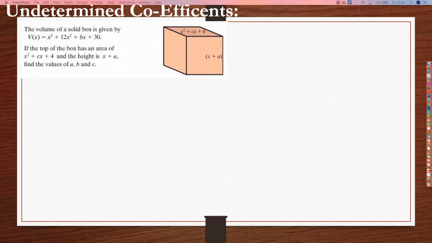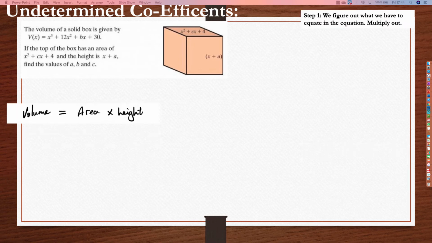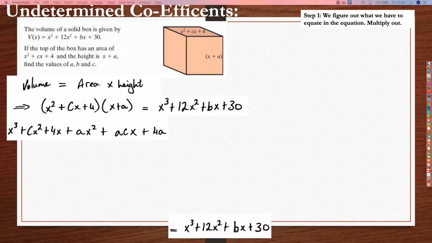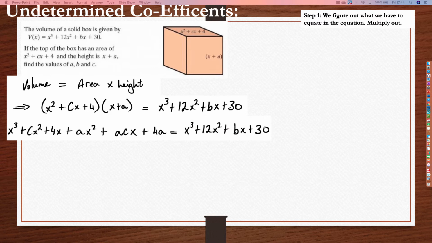Right, so what happens here? We all did the right steps at the very beginning. We all said x squared plus cx plus 4, times x plus a, is equal to x cubed plus 12x squared plus bx plus 30. So that's x cubed plus cx squared plus 4x plus ax squared plus acx plus 4a. Do I get the multiplication right? Is equal to x cubed plus 12x squared plus bx plus 30. What happens with our x cubes? Yeah, they equal each other and they knock off.